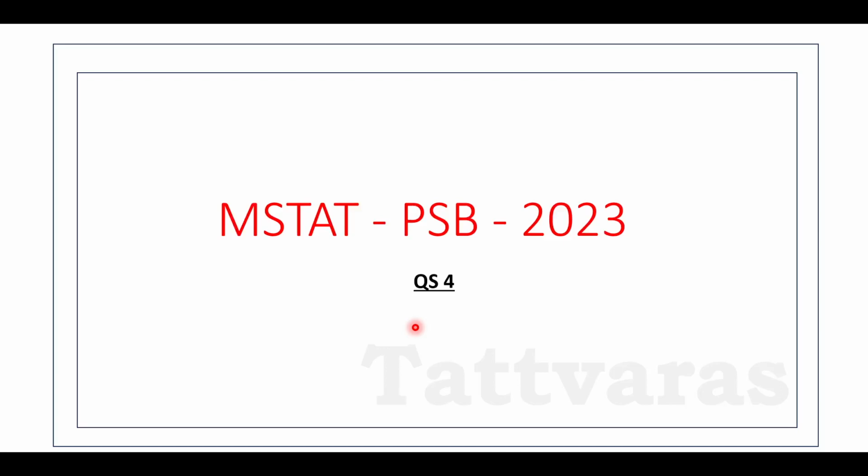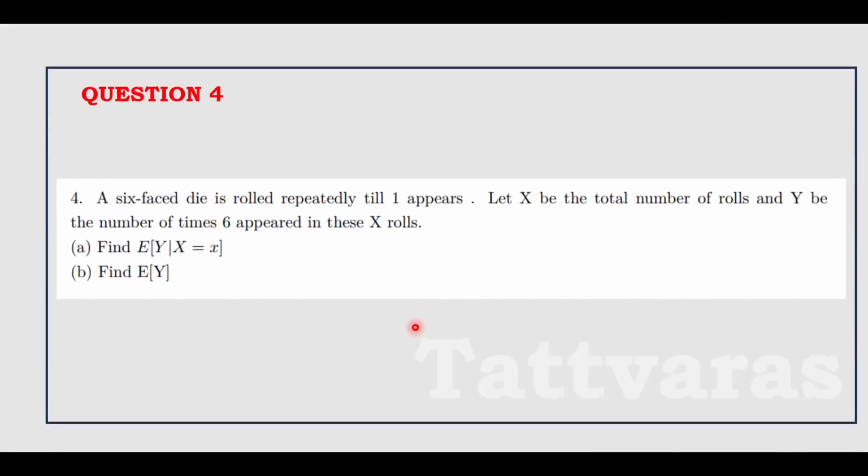So today we are going to discuss question number 4 from PSB 2023, where the question says that there is a six-faced die which is rolled repeatedly till one appears, and X is the number of tosses required to get the first one, and Y is another random variable which denotes the number of times 6 appeared in these X rolls. And here we need to find this conditional expectation and this unconditional expectation.